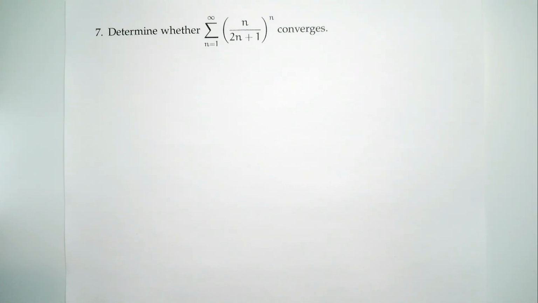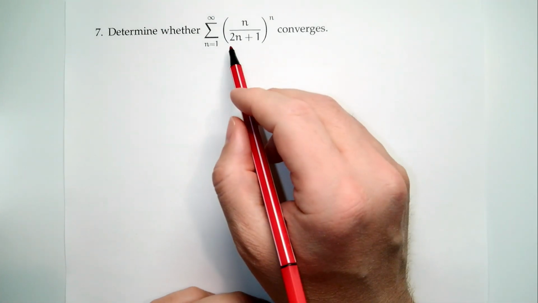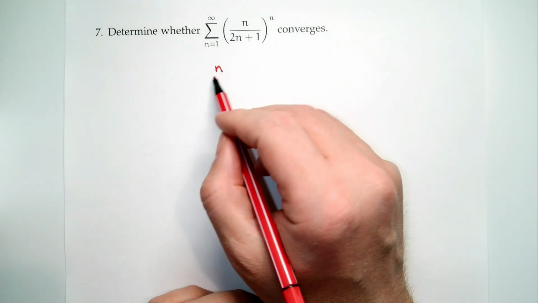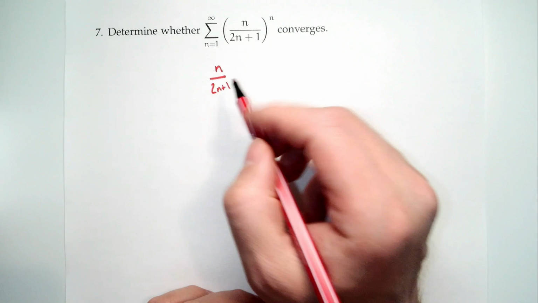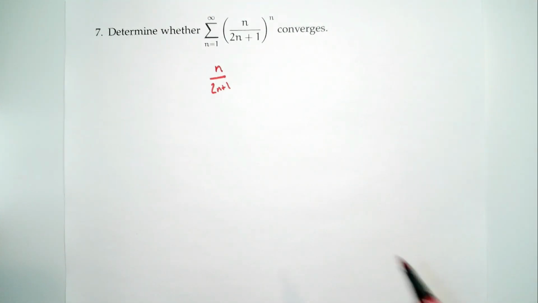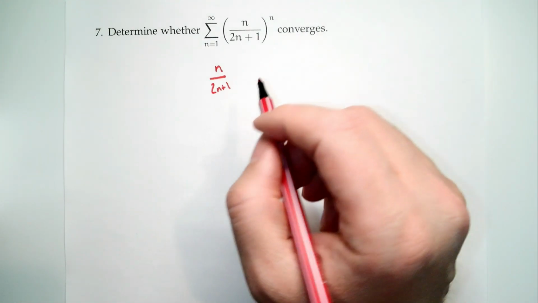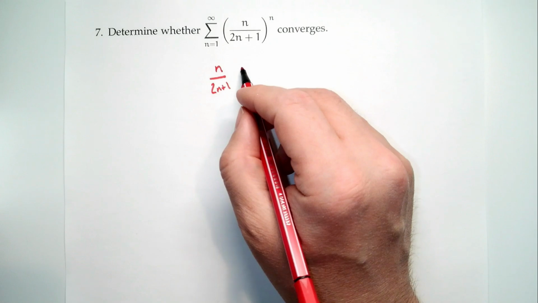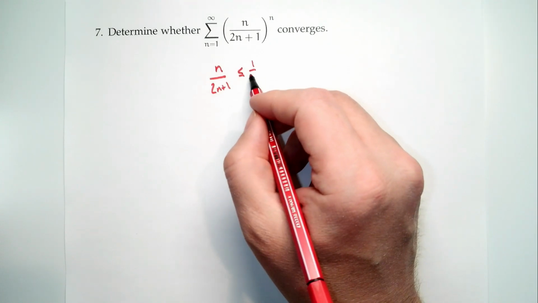Now, one thing we can do is think about, all right, n over 2 to the n plus 1. This number right here, n over 2 to the n plus 1, you'll notice if you got rid of that plus 1, it's really simple. It'd just be a half. Well, how does this compare to a half? Well, it turns out that it's less than a half.